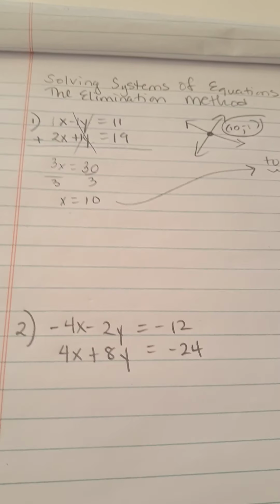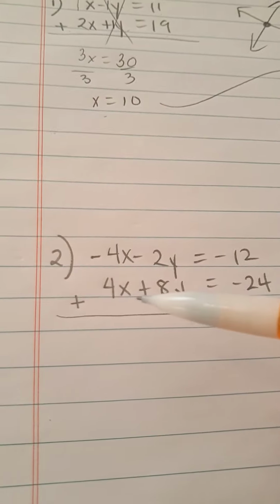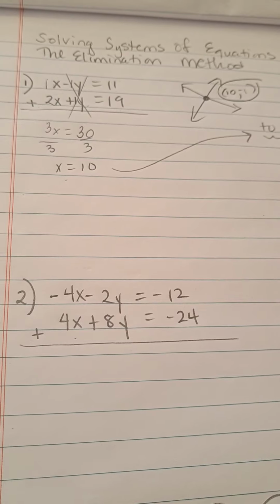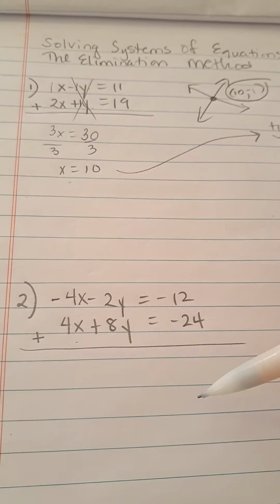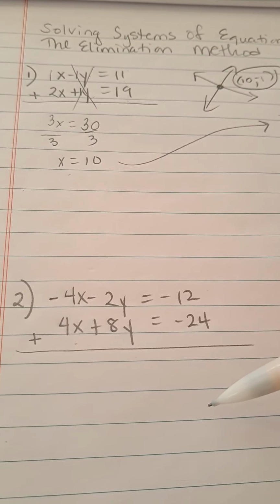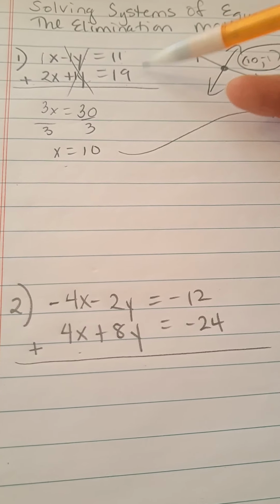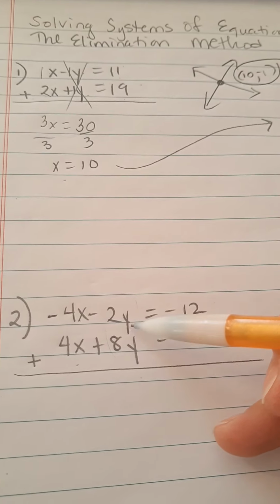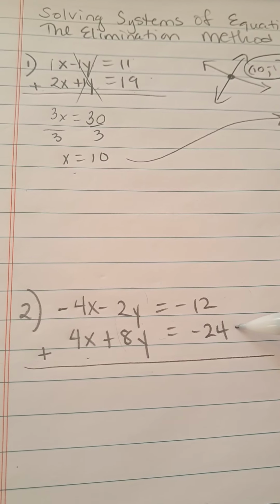So let's try another one. We only have 2 examples here together. Notice now, the whole objective is to create an addition problem. Notice now that the negative 4x and the positive 4x can cancel out. If you notice the setup of the elimination method problems, now that you've seen the second one, do you remember everything's lined up? The x's are in the same spot, the y's are in the same spot, the equal sign, and the numbers, the constants. Same here, the x's are lined up, the y's are lined up, equal signs are lined up, and the constants, the numbers are lined up.